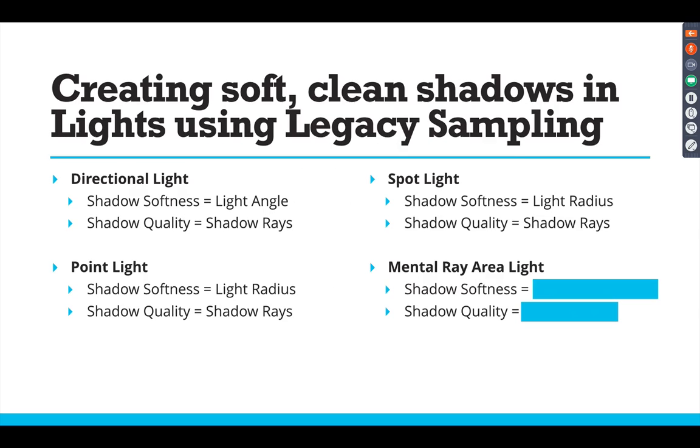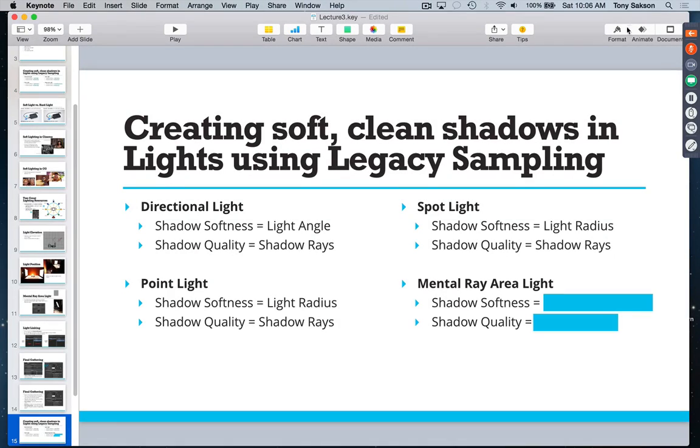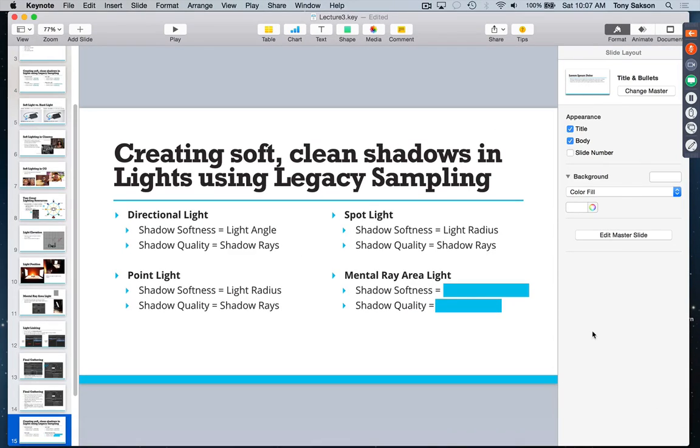All right, now, before I get into doing the demo, let's do one last review of what we've got going on here. We've already talked about directional, point, spotlight. Now we're swapping over from the Maya area light to mental ray. So there are a couple things that changed. For example, what is the shadow softness control for a mental ray area light?